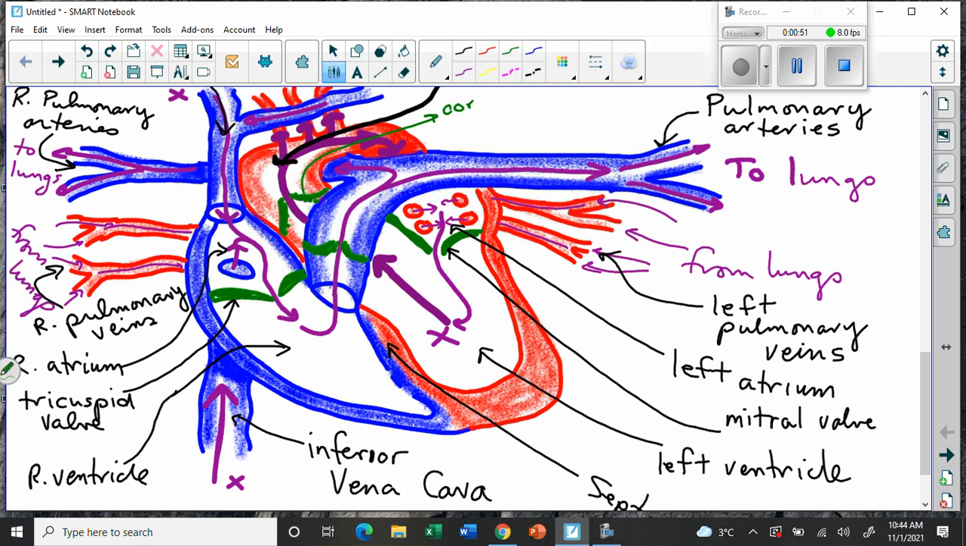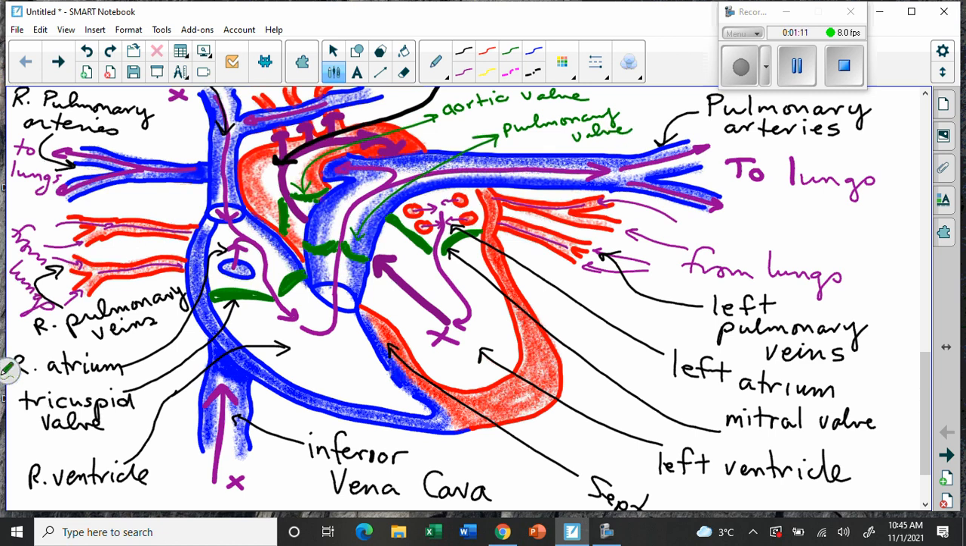Aortic valve. And the one in the pulmonary artery, right there, is called the pulmonary valve. So we can just kind of add those into our picture as well. So there's four major valves in the heart that we want to be aware of.